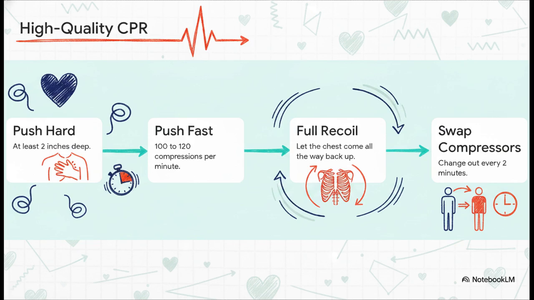These steps are non-negotiable. Push hard, meaning at least 2 inches deep. Push fast, right in that 100 to 120 per minute sweet spot. Allow for full chest recoil, minimize your interruptions, and crucially, swap compressors every 2 minutes. Tired arms give weak compressions, and weak compressions just ruin blood flow to the brain.